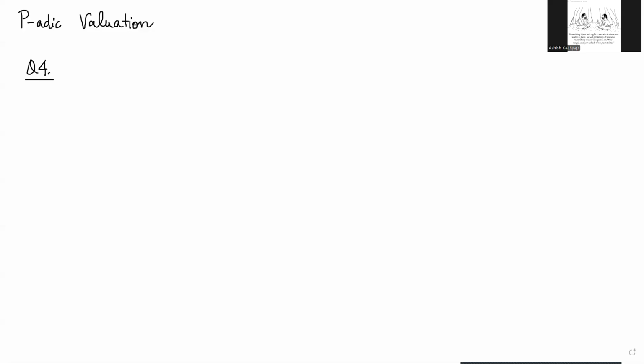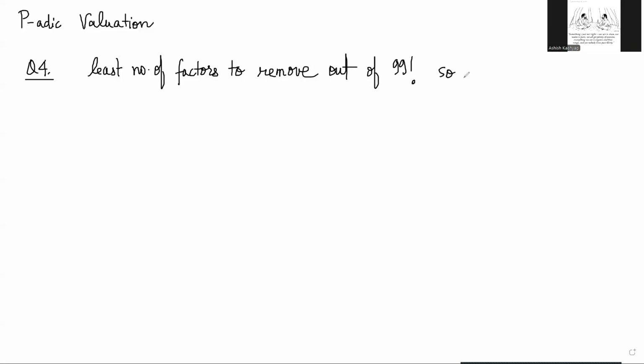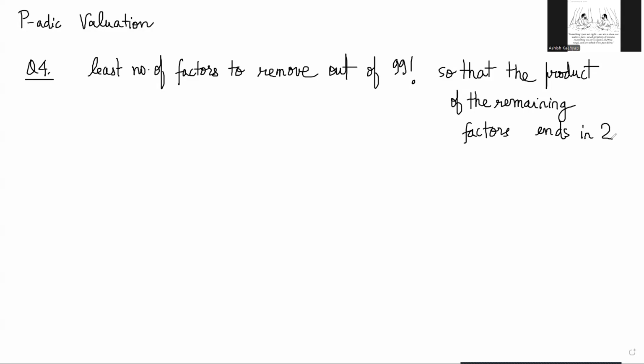Question 4 is: what is the least number of factors you have to remove out of 99 factorial so that the product of the remaining factors ends in 2? Okay.